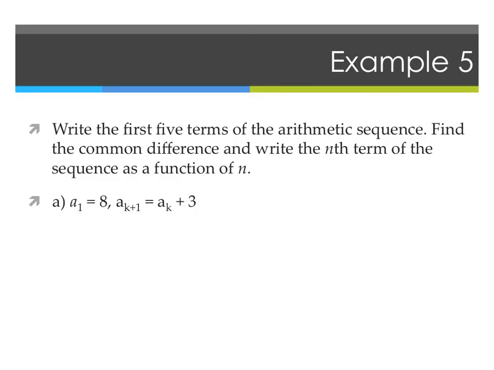Okay. Gotcha. All right, this one says, write the first 5 terms of the arithmetic sequence. And actually, this should be recursive. Sorry, recursive. Write the first 5 terms of the recursive sequence, find the common difference, and then write the nth term of the sequence as a function of n. So remember that little notation, k plus 1 and k, that's recursive. That means you're using the number before it to get to the one that's next.